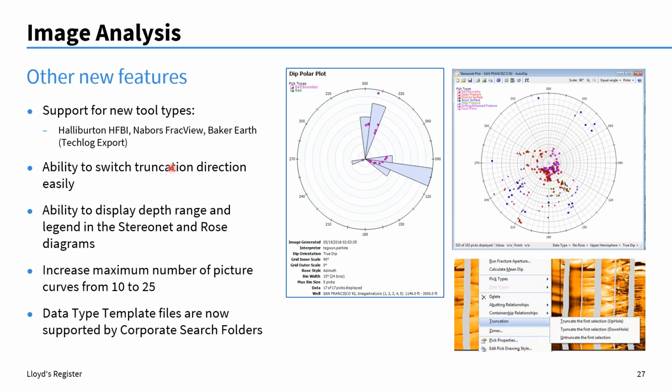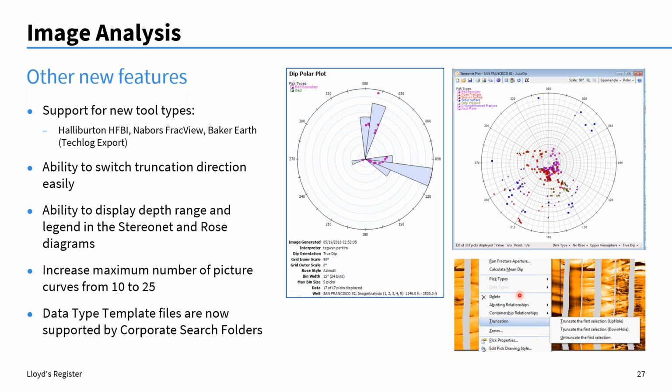Other new features, we added more templates to the tool types. So there's a Halliburton HFLB. If you're exporting the data from TechLog, we have a new template for a Baker Hughes and a Neighbors frac view. There's also an ability to switch truncation direction easily from the image.